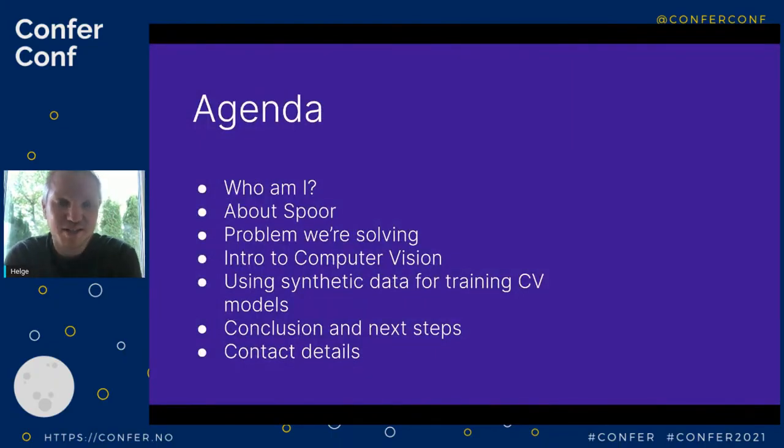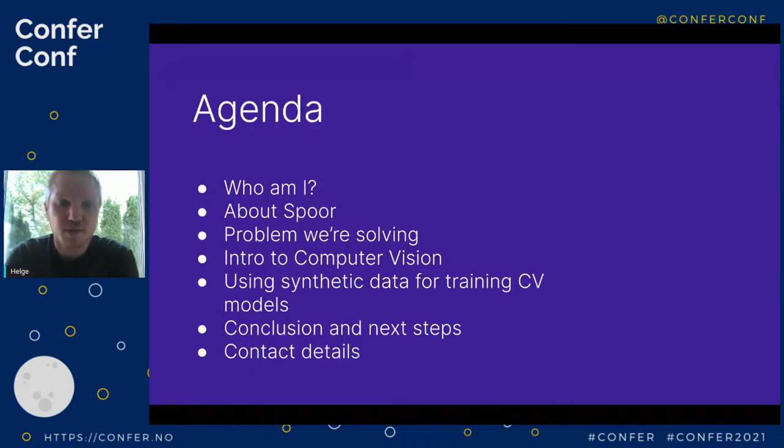Great. So just a little bit in terms of the agenda for what I'm going to be talking about. I'm first gonna tell you a little bit about myself, and then a little bit about our startup company called Spore, which does environmental monitoring for renewable energy. So that's a pretty interesting space. I'll share a little bit about the problem that we're trying to solve and why we're trying to solve it. And before I get to the part of synthetic data, I want to give a bit of an introduction to computer vision in general and computer vision models, and what people have tried before, and what's worked and what hasn't, and so on.